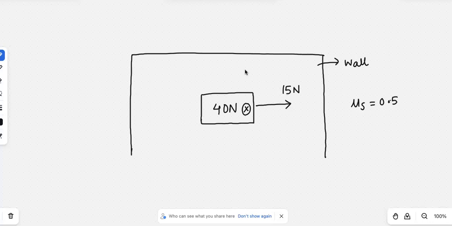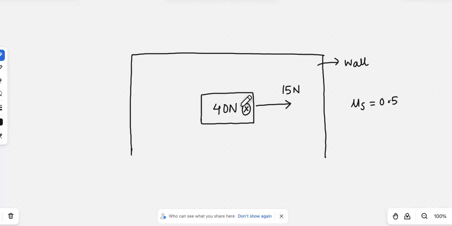Let's look at this interesting question. Here there is a block. I have drawn this block like this, and there is a wall. You are looking at the wall itself, and this block is pressed against the wall with the 40 Newton force. This cross means the force is inside the page, right?